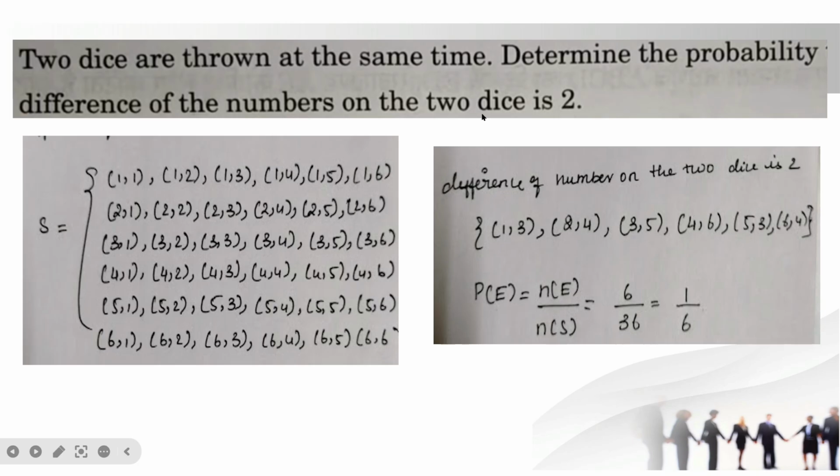Okay. Difference is 2. See, 1 minus 1, it's not 2. 2 minus 1, it's not 2. 1 is the difference. 0 is the difference here. 3 minus 1 is 2 here. So the difference is 2 should come means this is the outcome we needed.